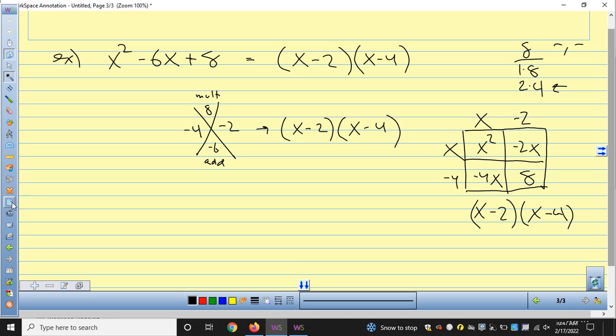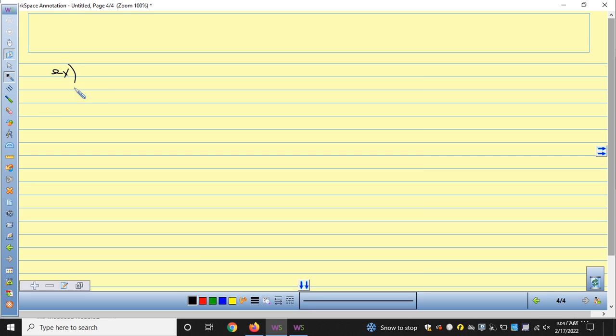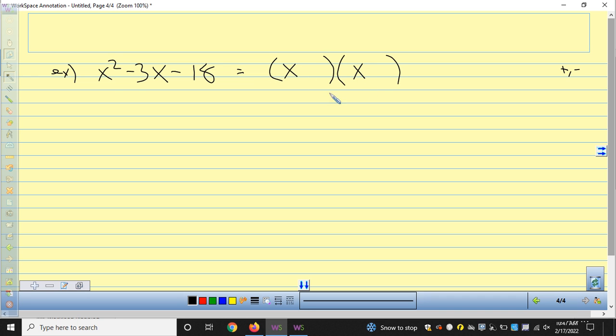Okay, let's look at another one. X squared minus 3x minus 18. So the first thing that I would say is, well, if I'm finding two numbers that multiply to negative 18, the only way that can happen is for one of them to be positive and one of them to be negative. That's the only way we can multiply two numbers and get a negative number. So I know my factors have to be a positive and a negative. And we need them to add to negative 3. So my parentheses have to be x and x. That's the only way I get an x squared.